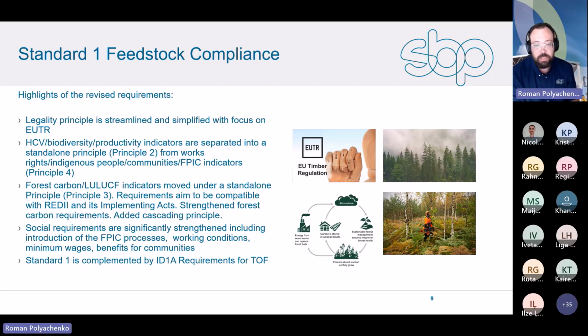So as I said already, you will find detailed explanation for each indicator in the full online module available on our YouTube channel. But again, in short, I would argue that those of you who have used standard 1 before will find the new standard still quite familiar, and you will definitely benefit from a better structure and better wording of the requirements.